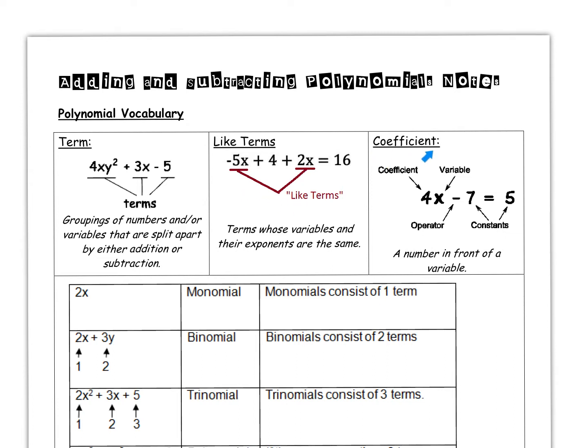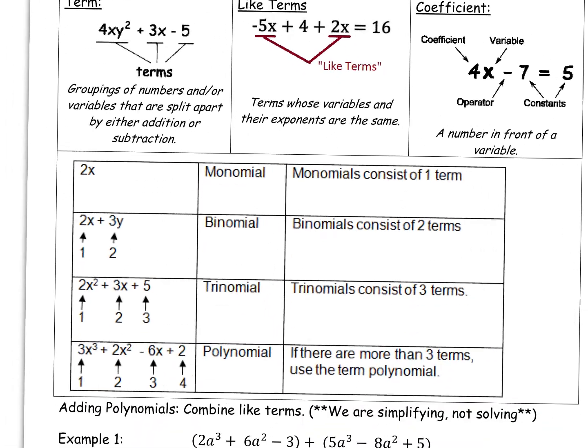And then coefficient refers to the number in front of the variable or the number that's being multiplied times the variable, such as 4x. 4 is the coefficient. And of course, x is the variable. All right. So, and then let's take a look a little bit more maybe at some definitions here.